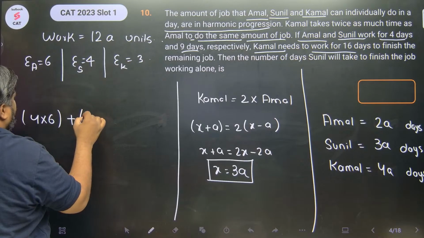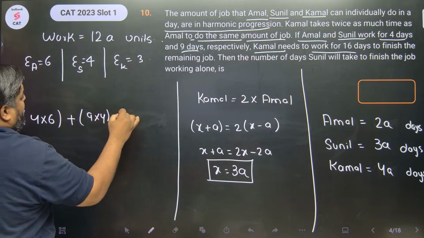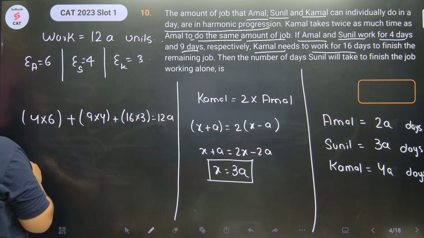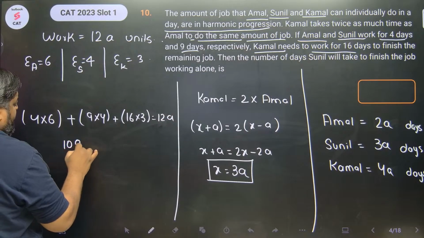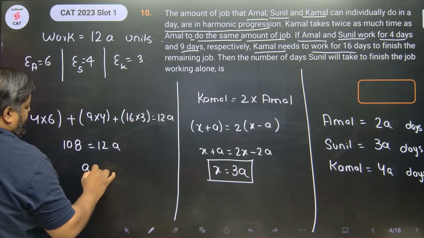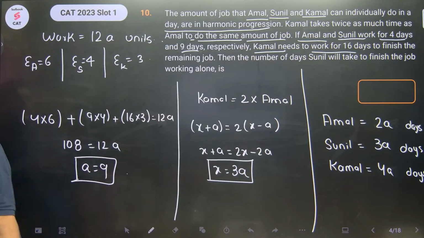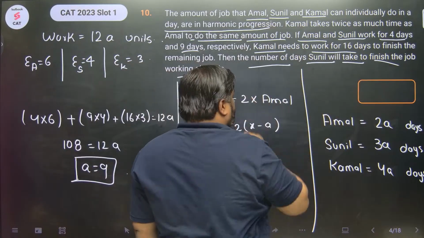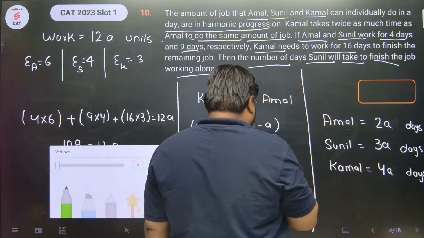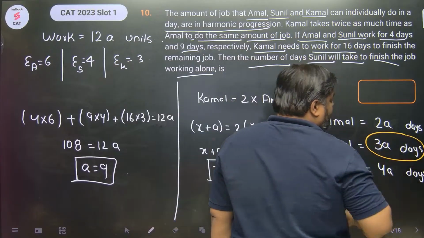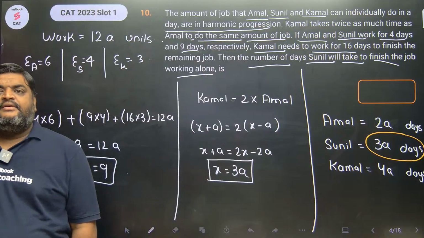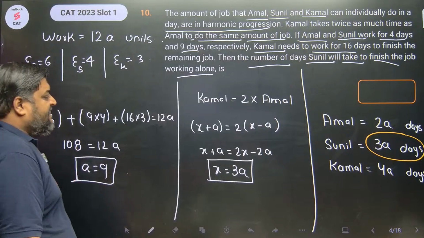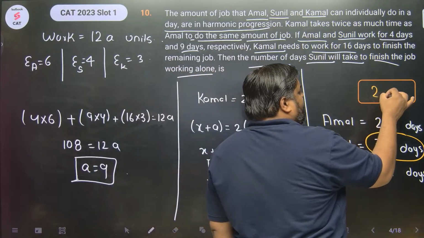So that is how much? 9 into 4, and then there is 16 into 3, and this is 12a. 36, 24 is 60. 108 is equal to 12a, and a ki value is 9. The number of days Sunil will take to finish the job is 3a. So 3 into 9 is 27. Correct answer to this question is 27.